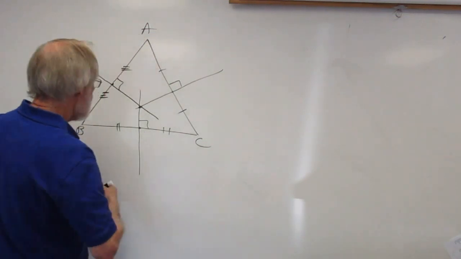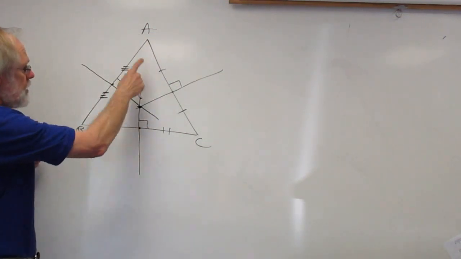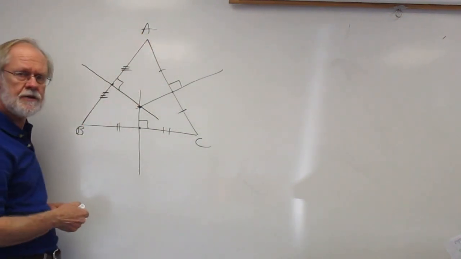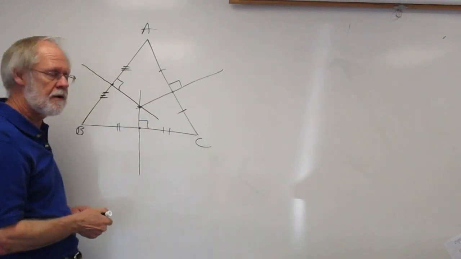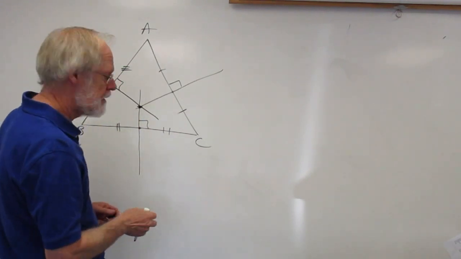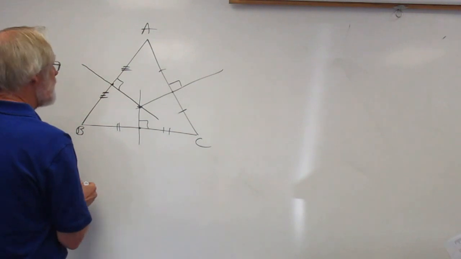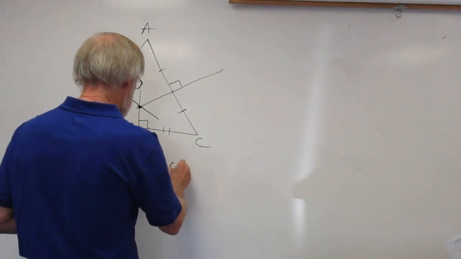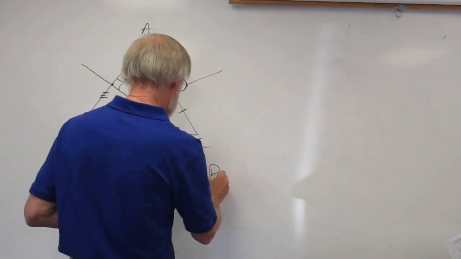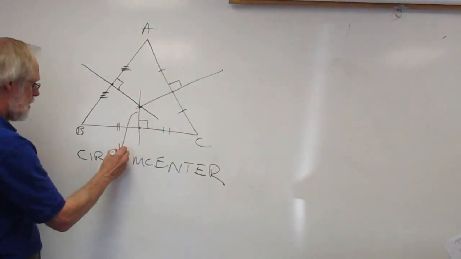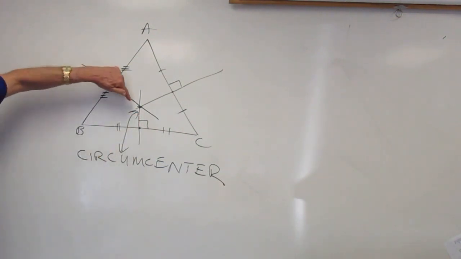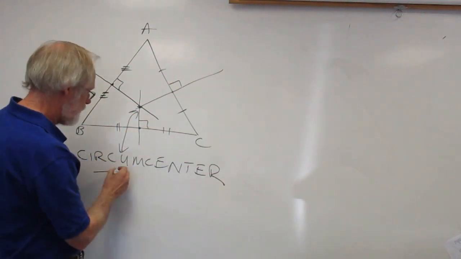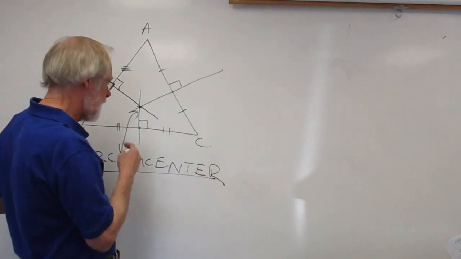Now, what we have then is three perpendicular bisectors, one for each side of the triangle. And they meet, as you can see, at a point in the triangle, and that point is a point of concurrence, and in this case it is called the circumcenter. So this point here is the circumcenter, and it applies specifically to the perpendicular bisectors. This name is only used with perpendicular bisectors.